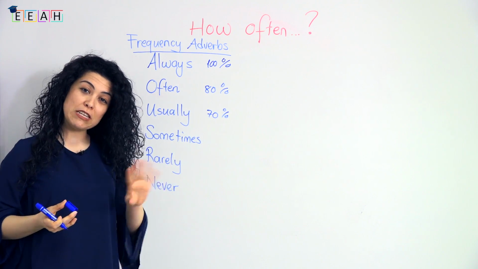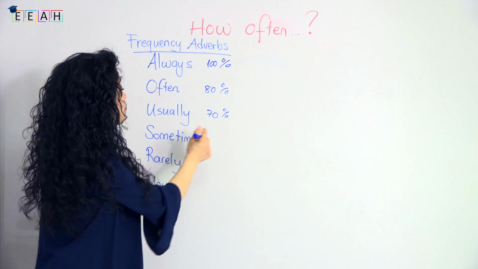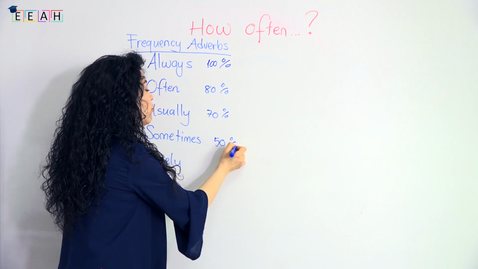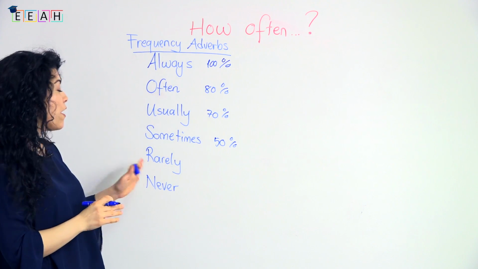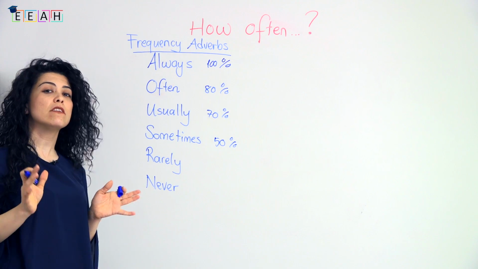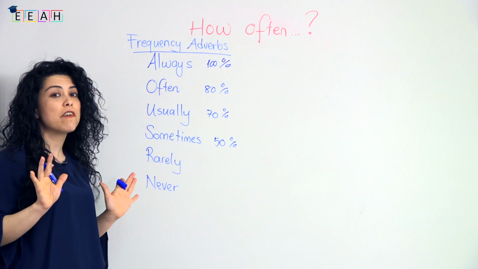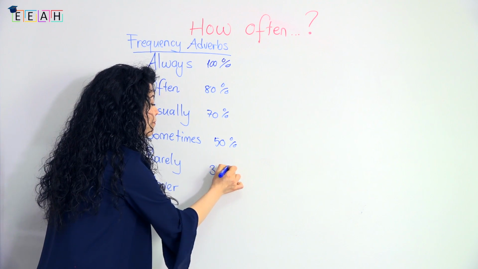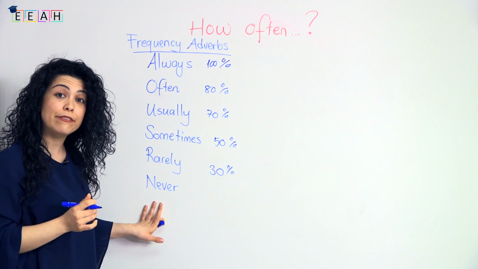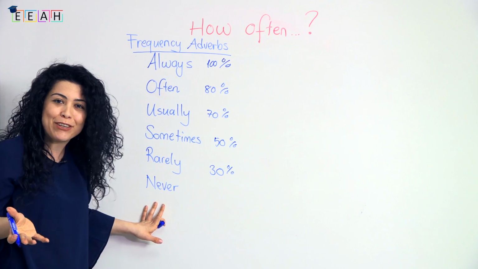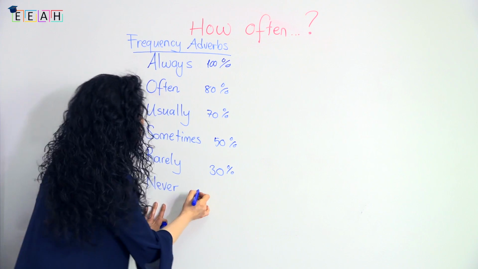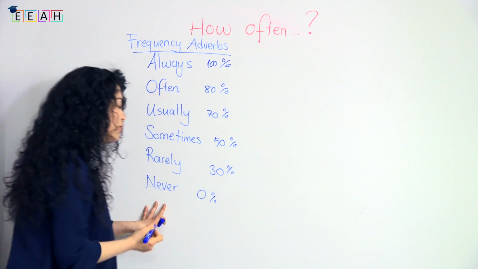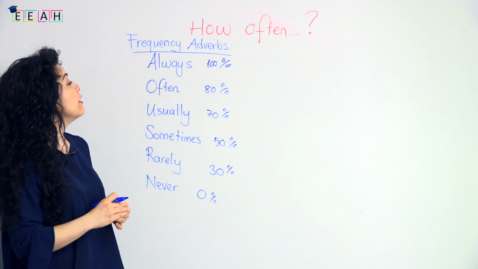Sometimes we do it. Sometimes we don't do it. Yes? Rarely. Rarely, not very often. Yes? Not very often. So we could say 30%. Never. You don't do it. You simply don't do it. You never do it.